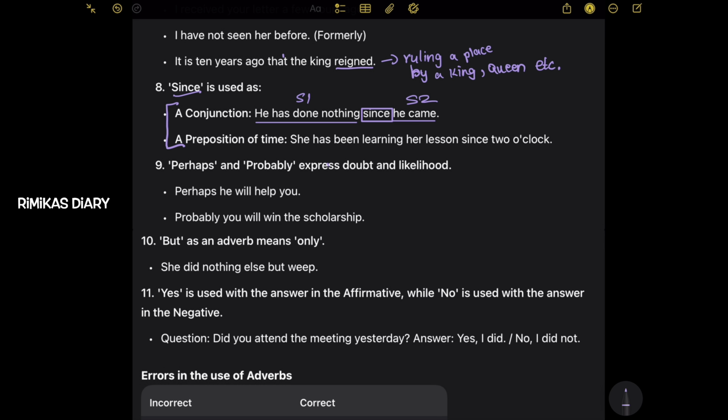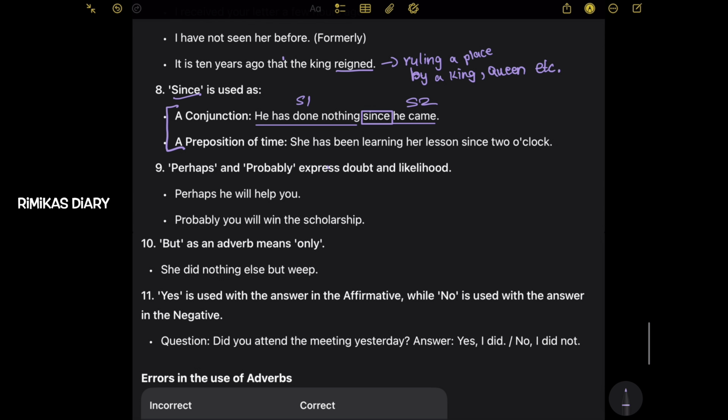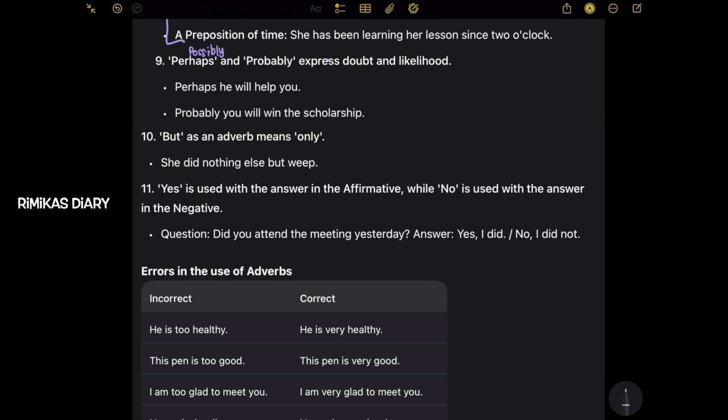Perhaps and probably express doubt and likelihood. Perhaps he will help you. Probably you will win the scholarship. So perhaps means possibly. But as an adverb means only. She did nothing else but weep.